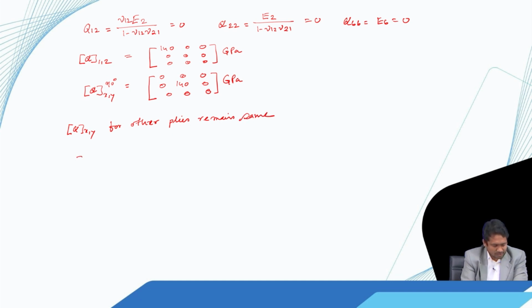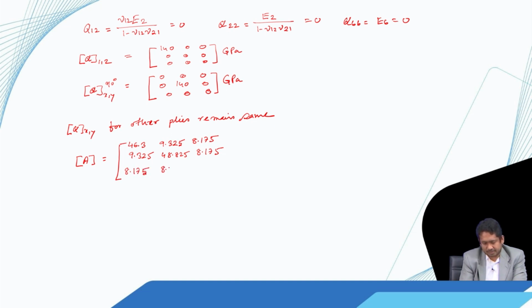So, with that the new A matrix that we get is this: A is equal to 46.3, 9.325, 8.175, and we have 9.325, 48.825, 8.175, and we have 8.175, 8.175, and finally, we have 9.825 kilonewton per millimeter.